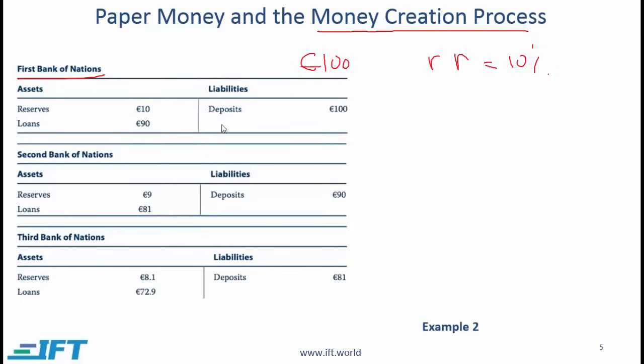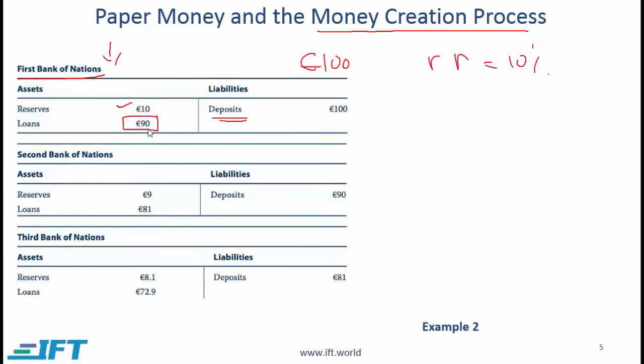This is shown as a liability on the balance sheet of the First Bank, and this is a liability because this money really belongs to the customer or the depositor, and the depositor can come at any point to the bank and demand this money. Given a reserve requirement of 10%, the bank must keep €10 and the rest can be loaned out. This money is loaned out to another customer.